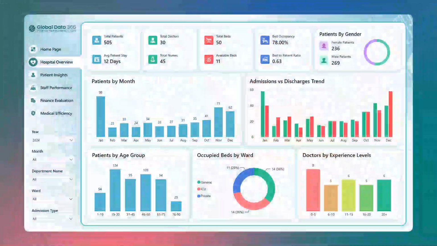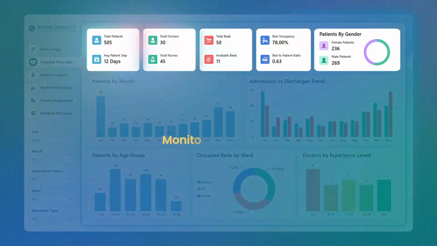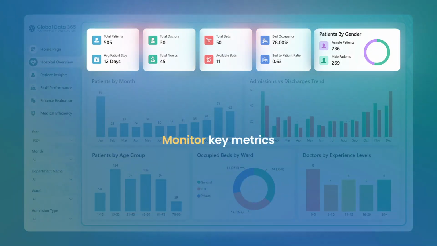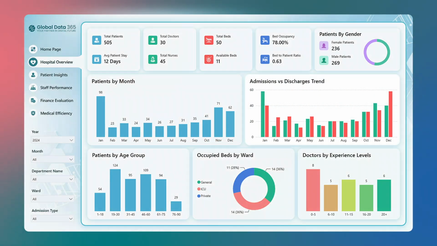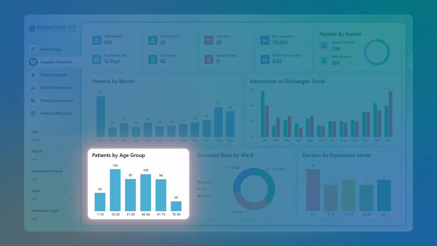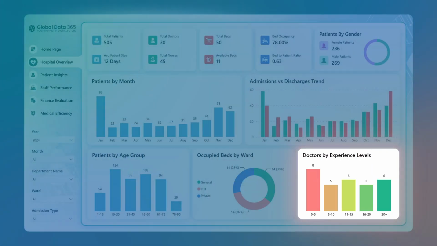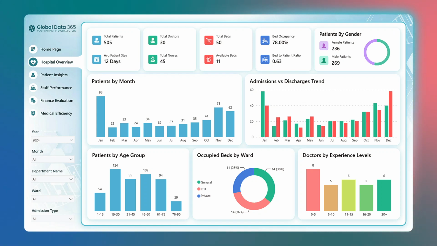The Hospital Overview page provides a high-level snapshot of hospital operations. Monitor key metrics, including total patients, number of doctors, number of nurses, and bed occupancy rate. Analyze monthly admissions and discharges, patient demographics, age groups, ward occupancy, and doctor experience levels. These insights help healthcare administrators monitor capacity, improve patient flow, and optimize hospital performance.